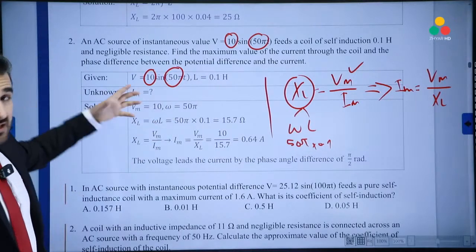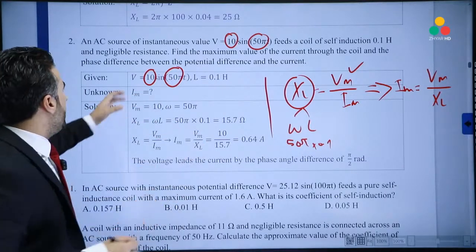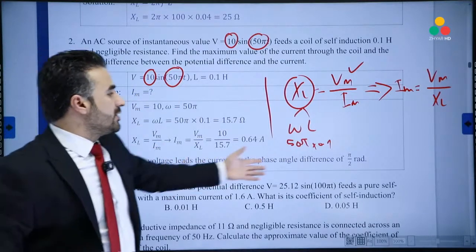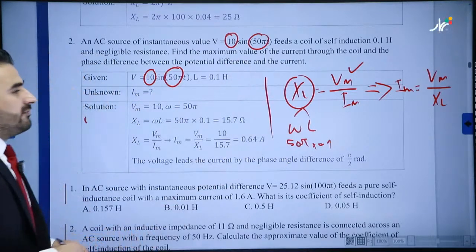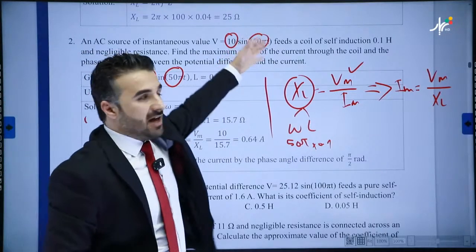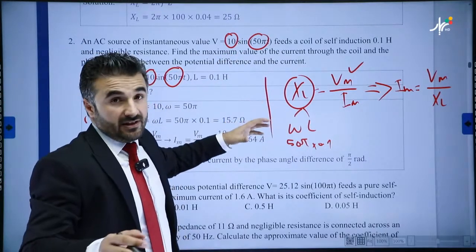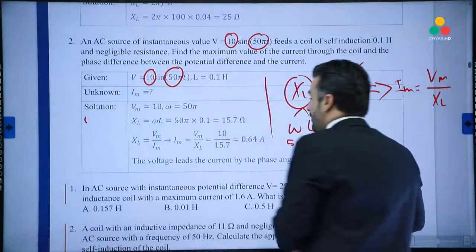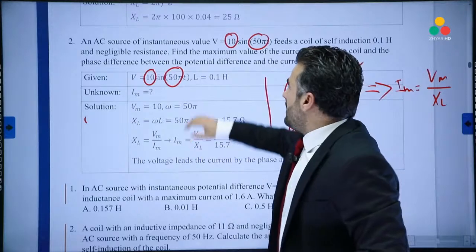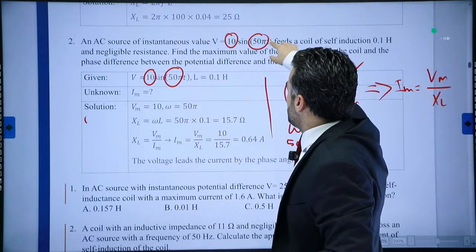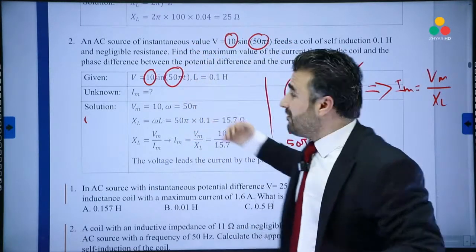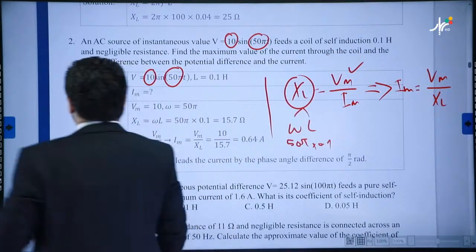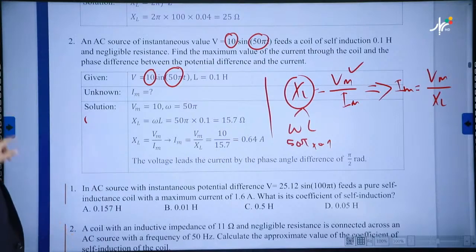Okay, and of course, the second part of the question asks, what is the phase difference between the potential difference and the current? We do know that the voltage leads by 90 degrees, or you can say the current is lagging by 90 degrees, or pi over 2 radian. That is also true. By the way, since this one doesn't mention that the voltage is leading by 90, it is also true if you say the current lags behind by 90 degrees or pi over 2 radian.